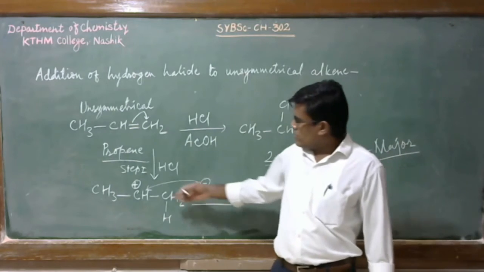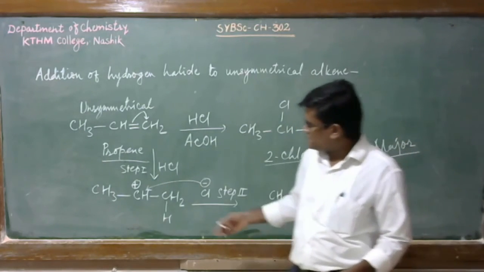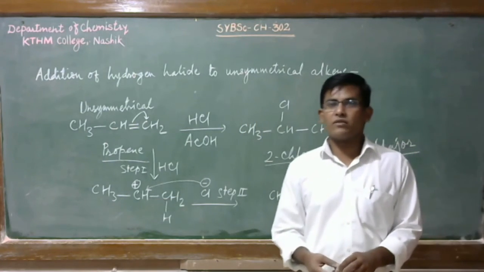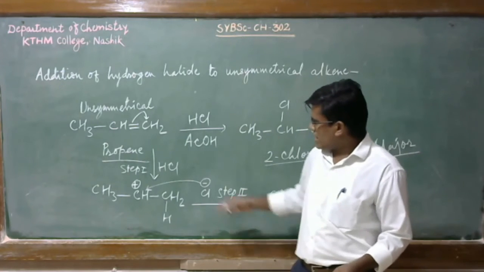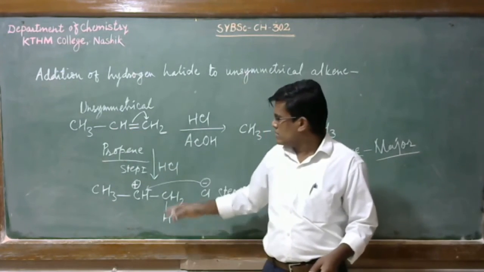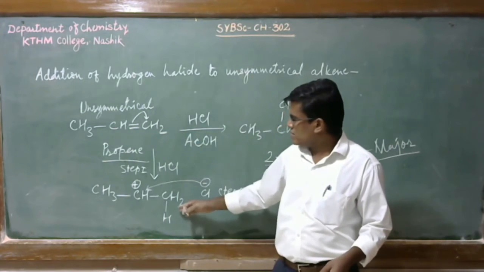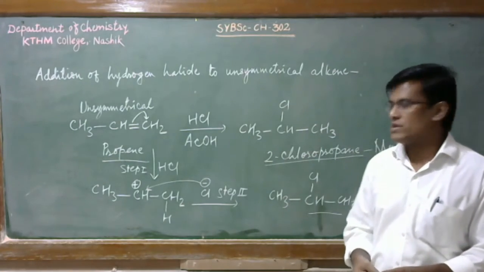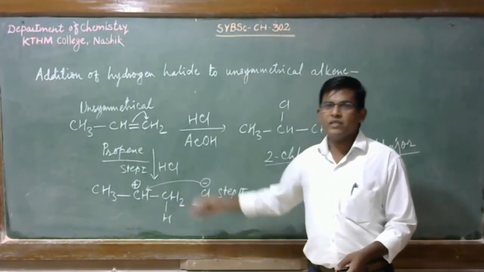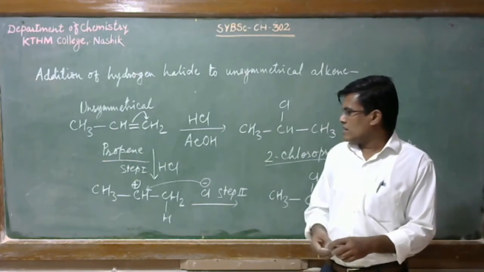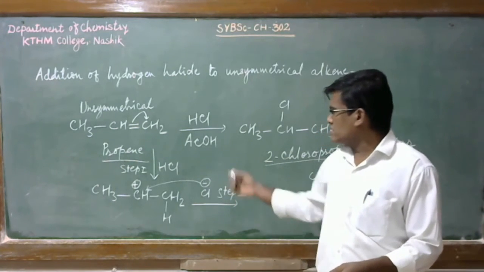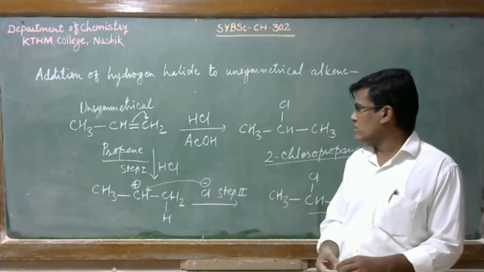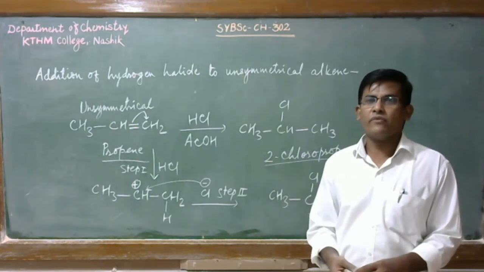So why is it happening so? Because when you add this HCl, it generates the secondary carbocation. If you add this hydrogen to this other carbon, we would get a primary carbocation, and a primary carbocation is less stable than a secondary carbocation. That means stability is very important, and this electrophilic addition of hydrogen chloride follows the Markovnikov addition.